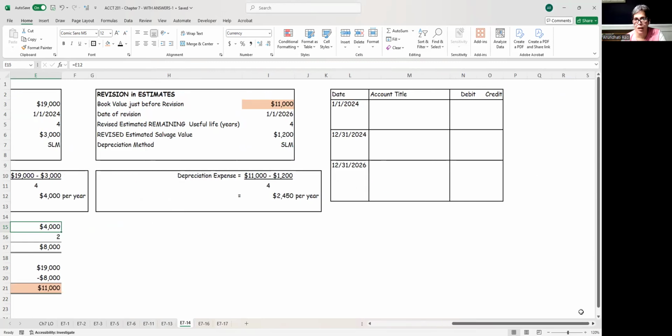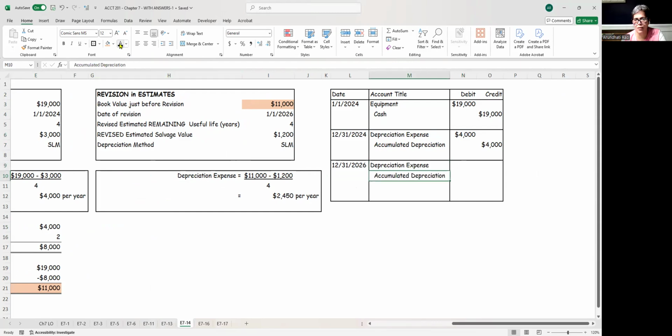an additional 2 years. So let's just go through the journal entries. On the date of acquisition, this is the first journal entry: equipment debit, cash credit. We paid $19,000 for it. Our depreciation entry, December 31st, 2024, and the same on 2025, is going to be depreciation expense debit, accumulated depreciation credit, and that's $4,000. That's what we had over here. From December 31st, 2026, we're going to have this journal entry 4 times, and this is now going to be for the $2,450. So in the exercise, they just asked us for this journal entry, but we needed to go through this process to arrive at the book value here, so that we can calculate the new depreciation expense.